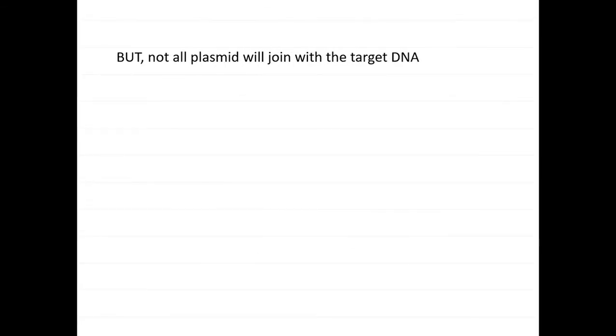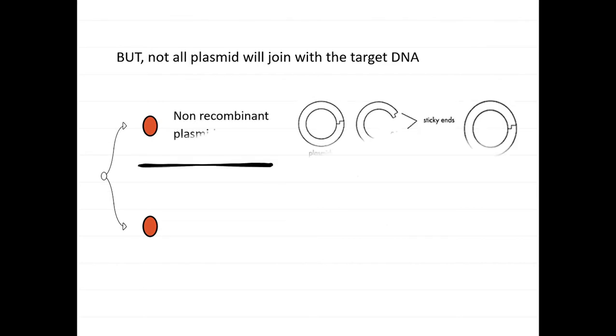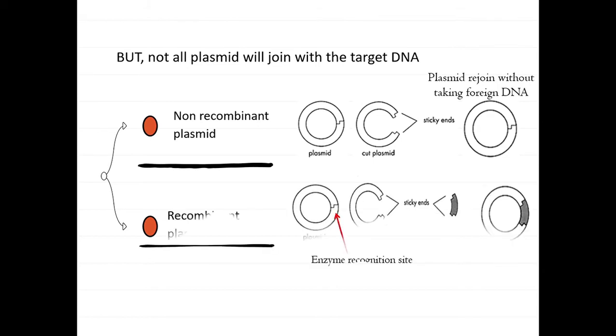But, not all plasmid will join with the target DNA. We have 2 possibilities, that is, 1. Non-recombinant plasmid. That is plasmid that rejoin without taking foreign DNA. 2. Recombinant plasmids. That is plasmid that rejoin with taking foreign DNA.